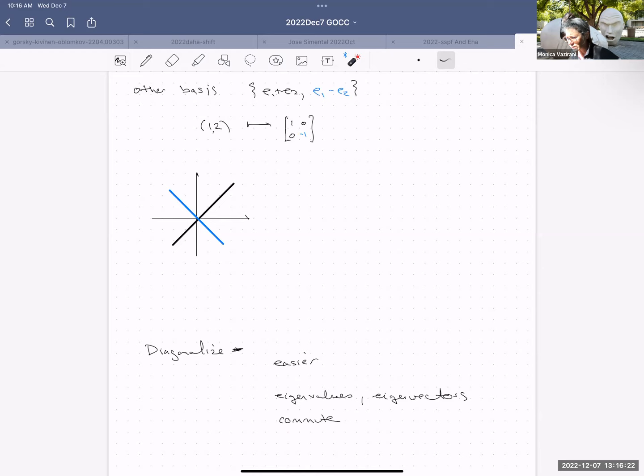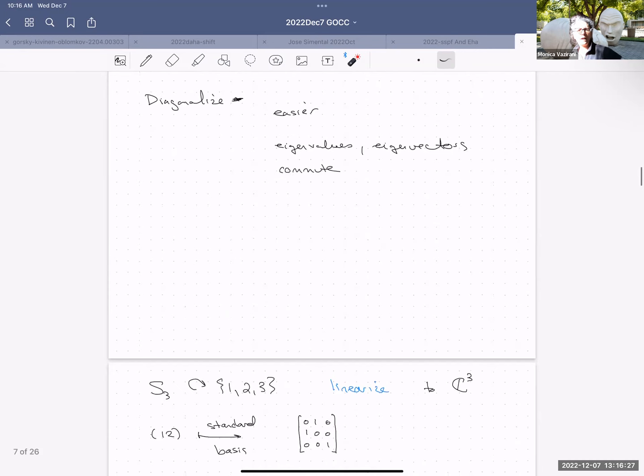All right, let's try to repeat this for S3. S3 acts on 1, 2, 3. Let's replace 1, 2, 3 with a three-dimensional vector space, C^3. You might say, why do I want to work over the complexes versus the reals versus the rationals? For the symmetric group, it doesn't really matter as long as we're in characteristic zero. But just to be safe, complexes are algebraically closed. We'll work with that because we're talking about eigenvalues and eigenvectors. If you want to be able to find your eigenvalues, let's be safe and work with the complexes.